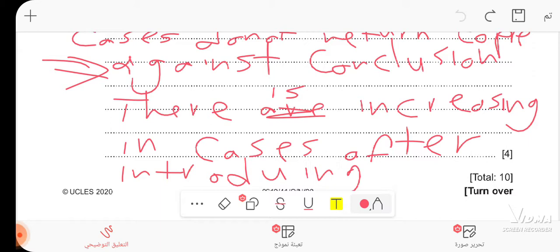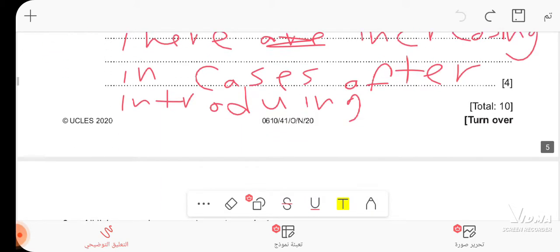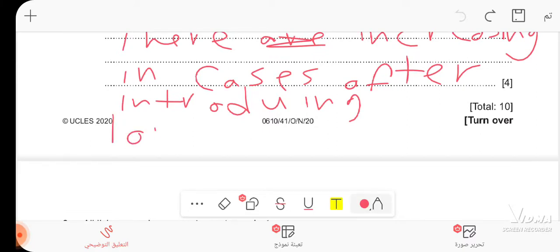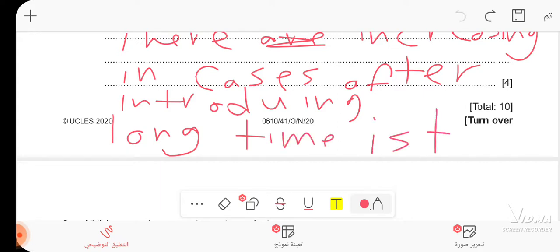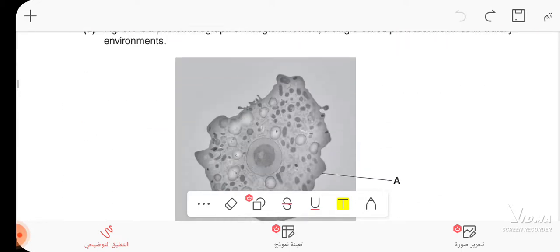And it took a long time, about 32 years after the vaccine was introduced. So a long time is taken, very long, to inhibit the disease, or to beat this disease. Okay, so a long time is taken. So now you have the 4 marks. You have the 4 marks.